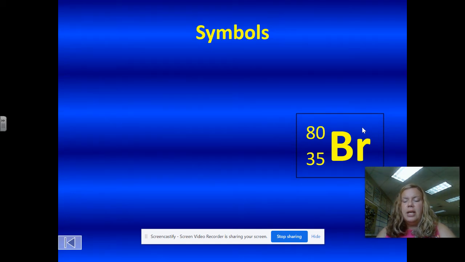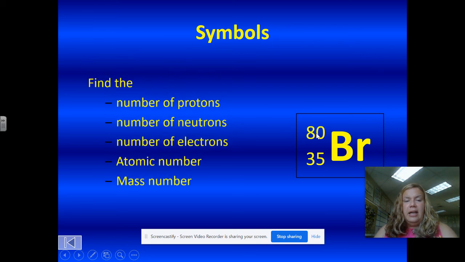Let's take a look at bromine. This is bromine 80. We refer to this in isotopic form, and we'll learn more about that soon, but we call this bromine 80. Again, find the protons, neutrons, electrons. We have protons is 35. It matches the atomic number. Neutrons, we're going to take our mass number and subtract our atomic number from it, and we get 45. The electrons, there's no indication of an ion here, so therefore we're going to get 35 again, because the protons and electrons cancel one another out. Our atomic number is 35. Our mass number is 80.